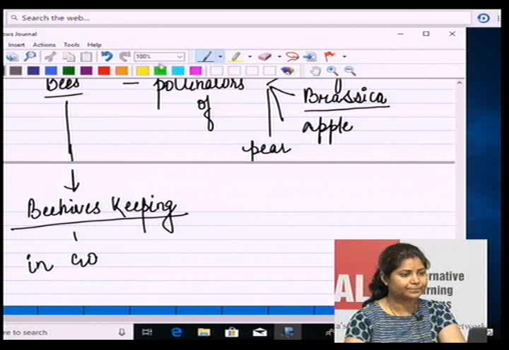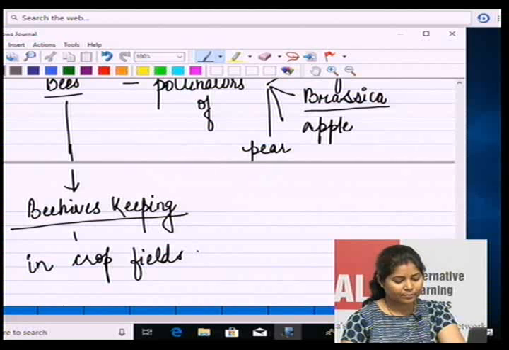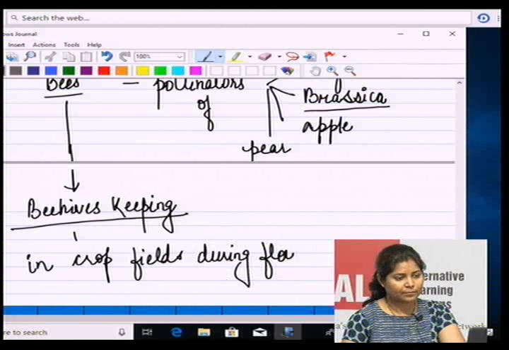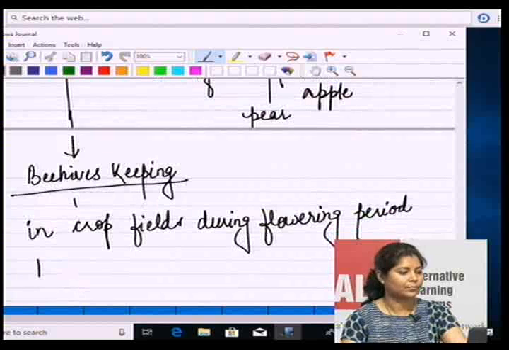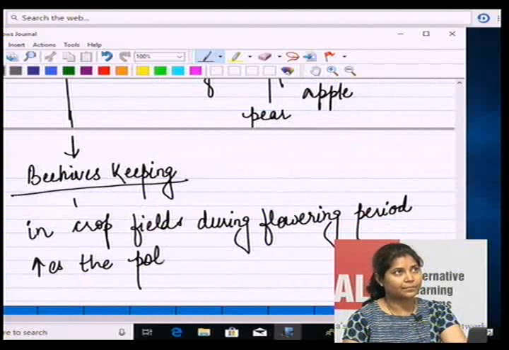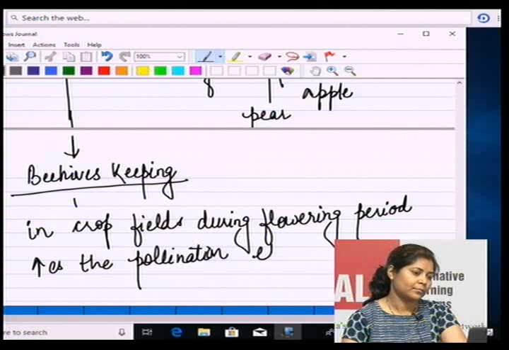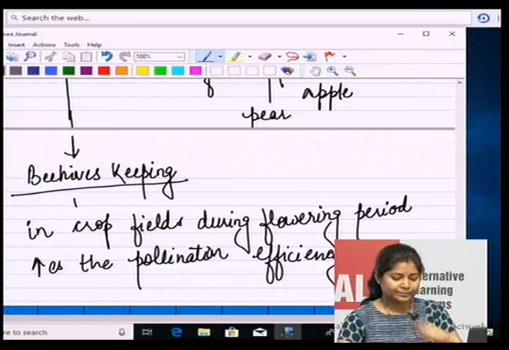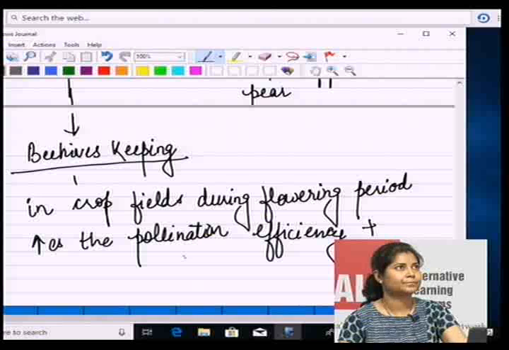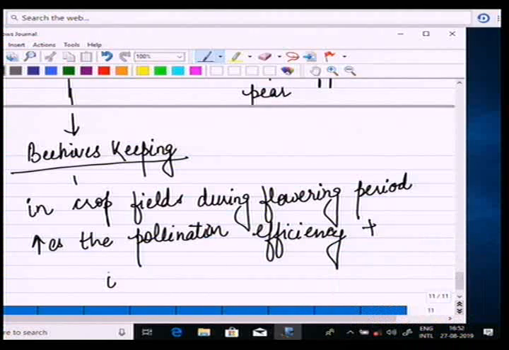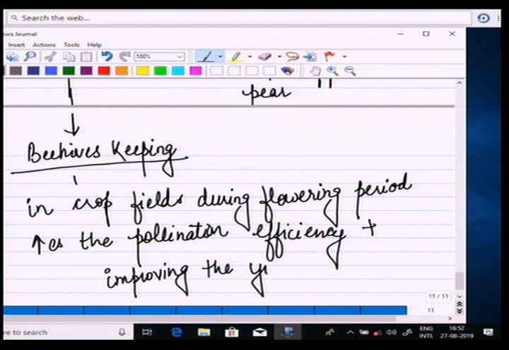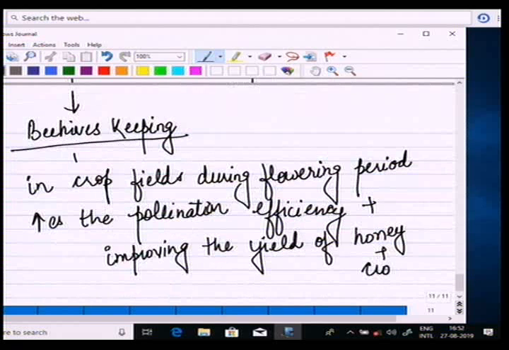Beehive keeping in crop fields during the flowering period increases the pollination efficiency, plus improving the yield of honey and crop.